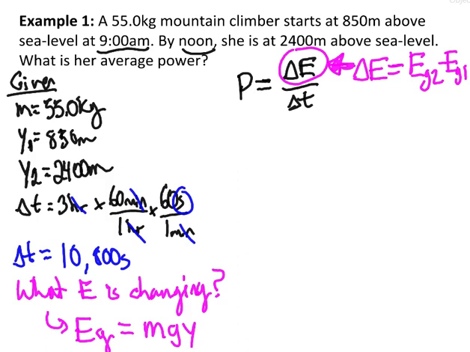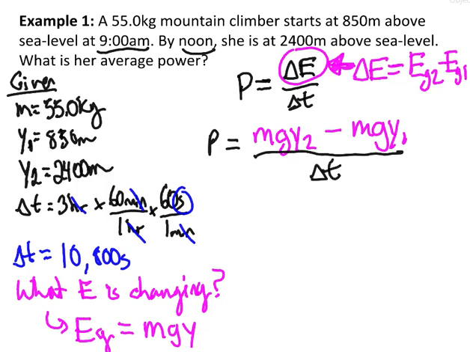So let's actually plug that in. So power is my EG2, so that's going to be mgy2 minus mgy1, her initial gravitational energy, and that's all over delta T. And I'm trying to solve for power, so I've actually got this already rearranged. I don't have to do anything fancy here. So you can plug in your numbers. So she's 55 kilograms, g is 9.8, Y2, that's her final height.